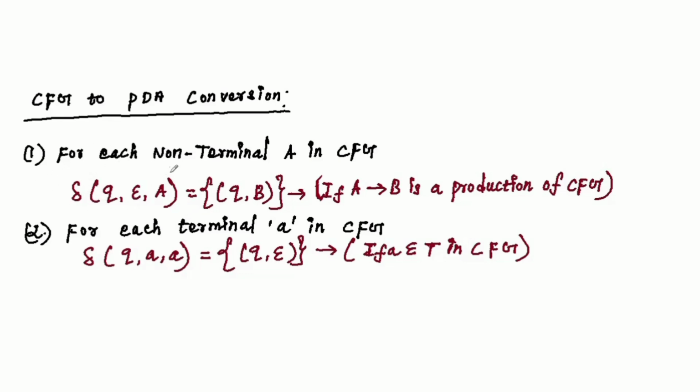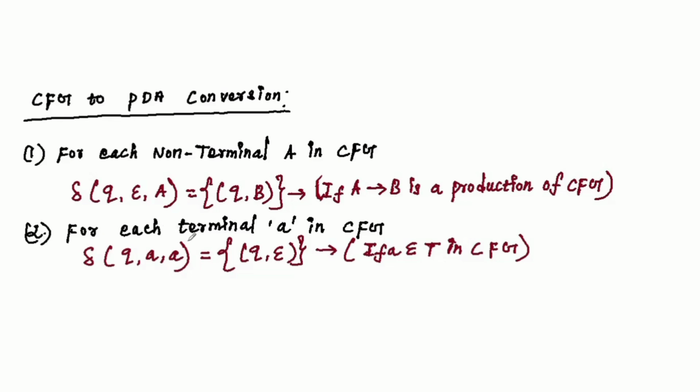It means when the PDA is in state q, reads no input, denoted by epsilon, and sees non-terminal capital A on top of the stack, the right-hand side of the production is (q, B). The PDA stays in the same state q and replaces capital A on the stack with string B. If A → B is a production of the context-free grammar, this transition is applied only if there exists a production rule in the context-free grammar that writes A as B.